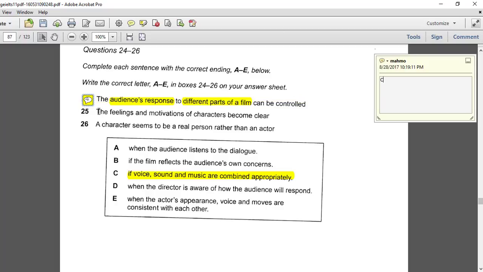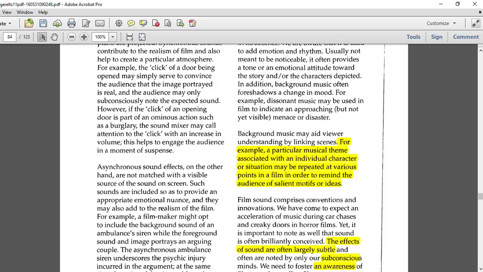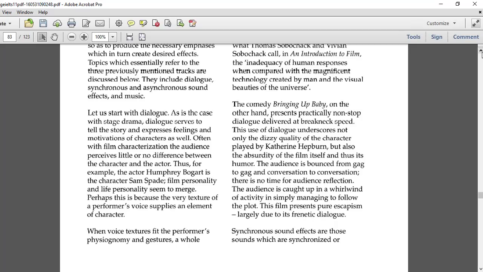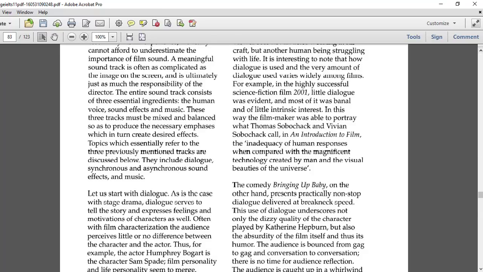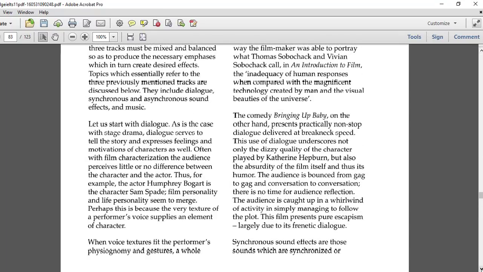Next, the feelings and motivations of characters become clear. Feelings and motivations of characters. Okay, I saw it before. We passed through feelings and motivations of the characters in the first page, I think. Where? Let's see the first column. Expresses feelings and motivation of characters as well.